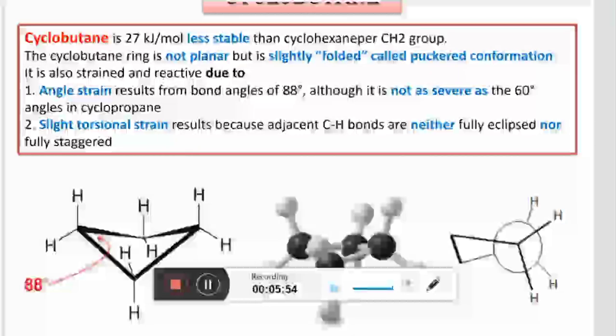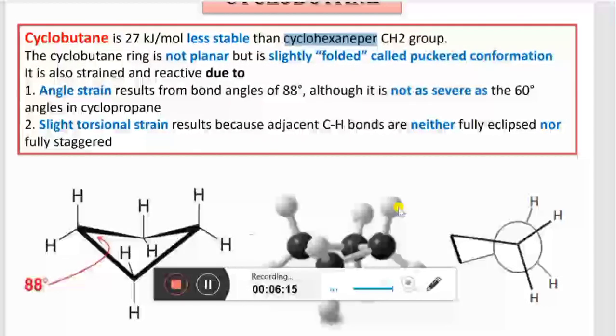Why are we comparing with cyclohexane? I already told you that among the cyclic structures, cyclohexane is the one that is considered the most stable structure, with the lowest heat of combustion per CH2.